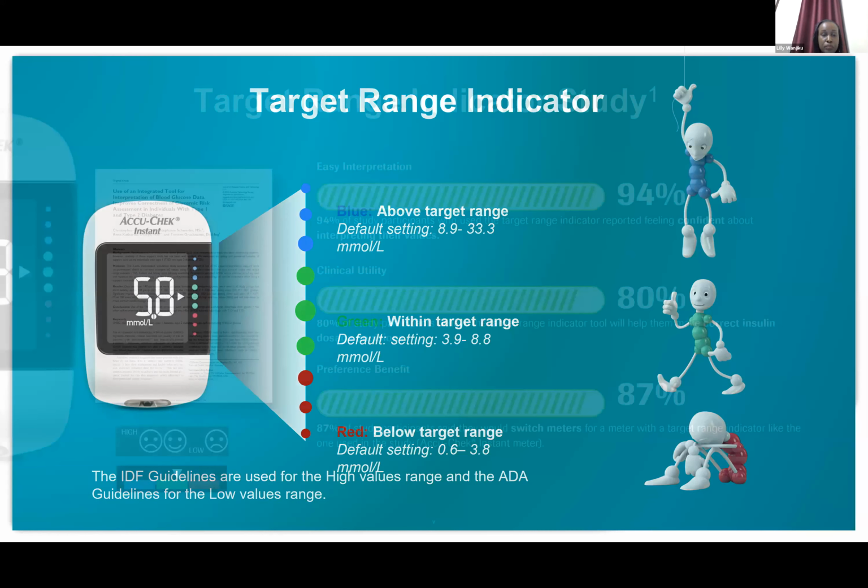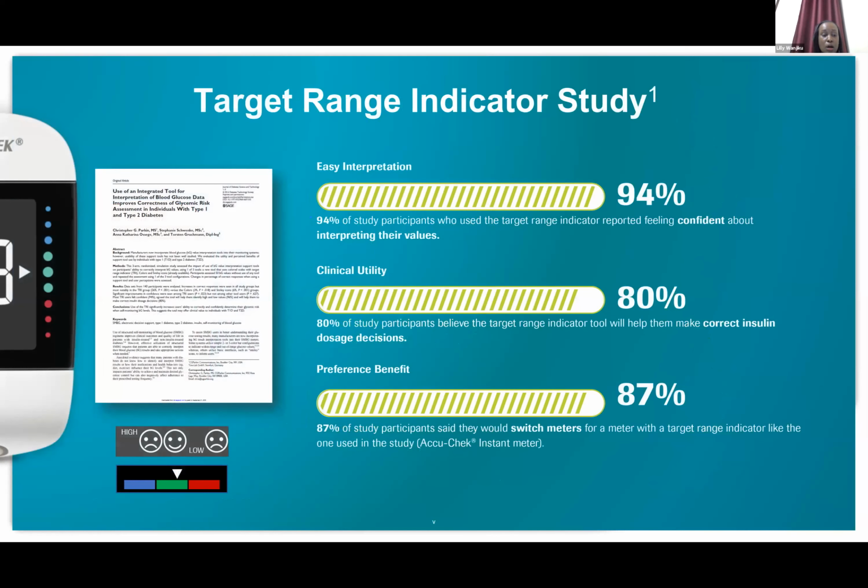So in this study that was done when we developed the AccuCheck Instant with the color coding, basically 94% of the participants said they were confident about interpreting their glucose levels when they were able to visualize. 80% of the participants said they were able to make correct dosage decisions when they saw the color code. And 87% of them said they would actually switch to a meter that has a color code so that they're able to make quick decisions in terms of diabetes management.